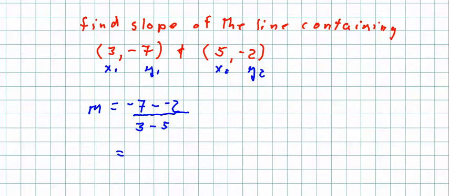Now, I expect you to show your work. Showing your work is putting this equation down. Not subtracting in your head, but writing it down exactly. Now, -7 minus -2, minus a negative plus a positive, gives me -5, over 3 minus 5, which is -2. Negative divided by negative is positive. My answer is 5/2.